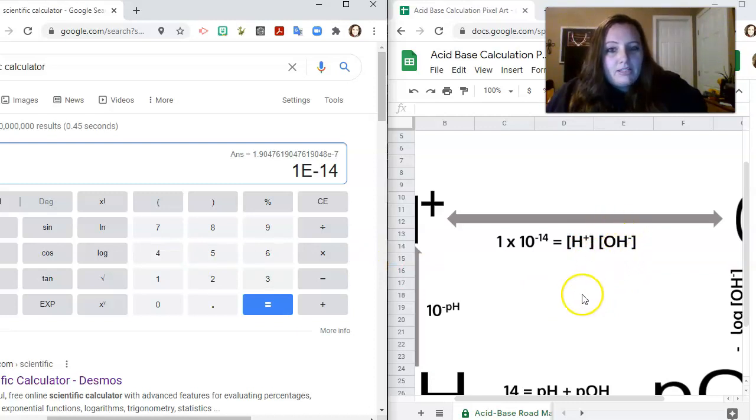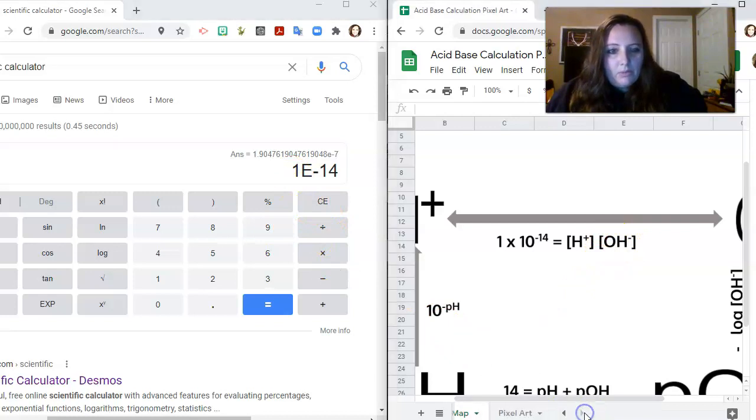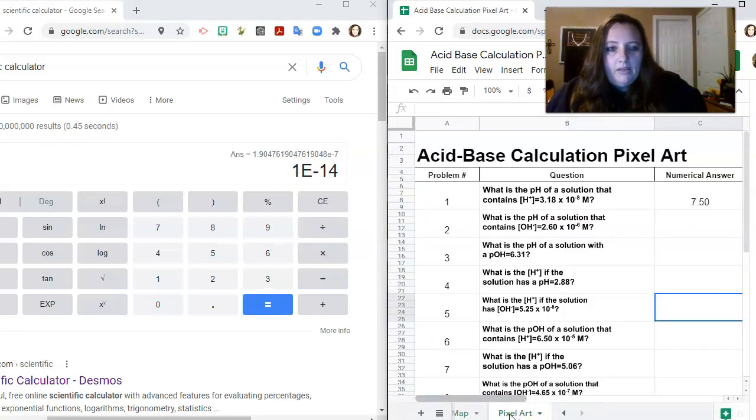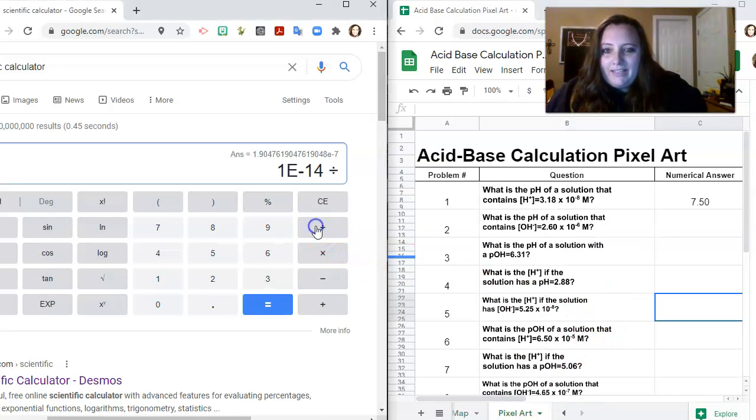Okay, and then what I'm going to do now, I am given a concentration. I need to put that concentration number over here in my calculator. So I'm going to go back to my pixel art, and I'm going to make sure I hit the divide sign because I'm trying to get rid of this on both sides. So in this case, my OH is going to be 5.25 times 10, so I need to click my EXP to the -8. All right, so I'm going to hit enter. Gives me a lot of numbers.